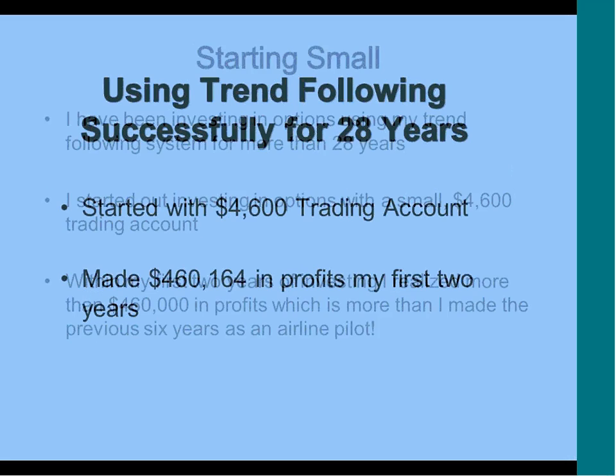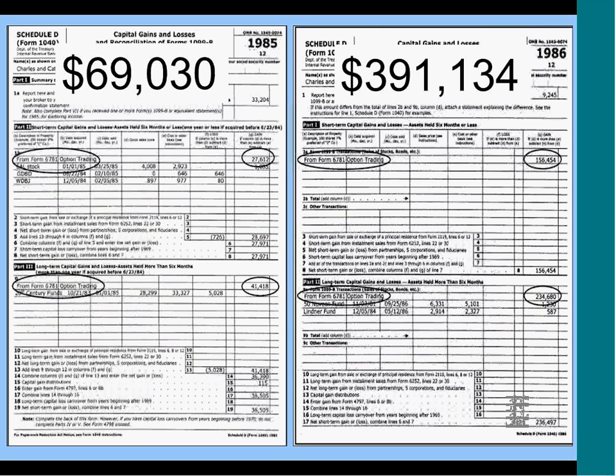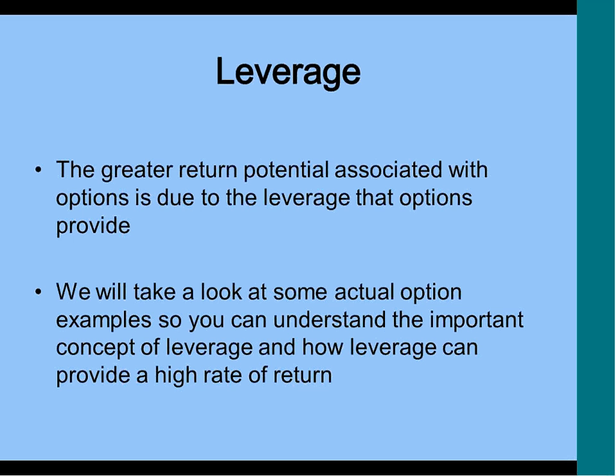And here's some snapshots of those first 2 years of option trading, where I made over $460,000 those first 2 years. These are copies of my tax returns. So the reason you can start small with options is because of the leverage that options provide. And I'll show you some examples of option trades that I took so you can understand this concept of leverage.